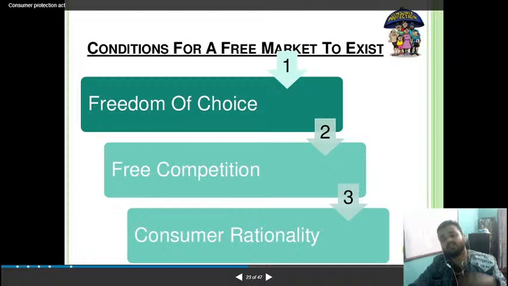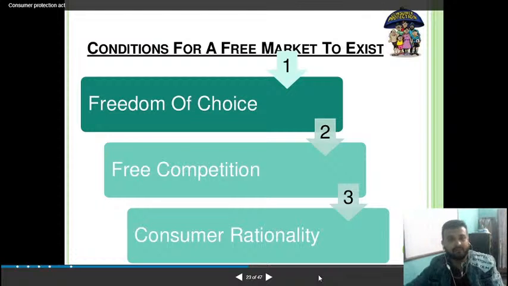It's not that you go to a shop and the shopkeeper will force you, catch your collar and tell you that you have to buy that product. No, it's up to you. If you like that product, you buy, or else you move to the next shop and look for the product. So freedom of choice, again I'm saying, means different options should always be available for the consumer.